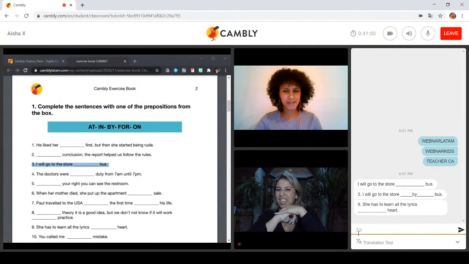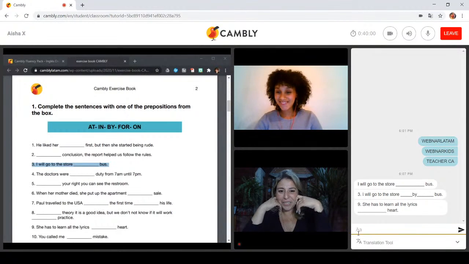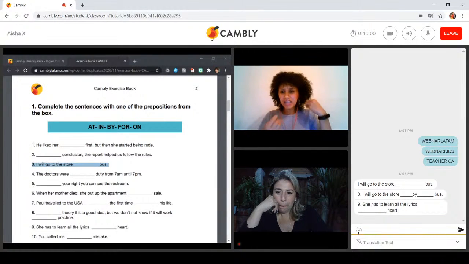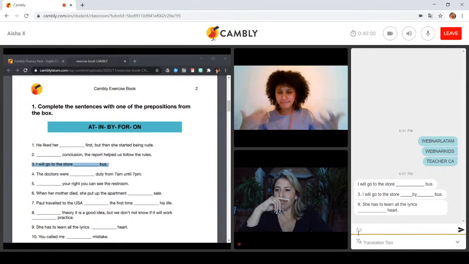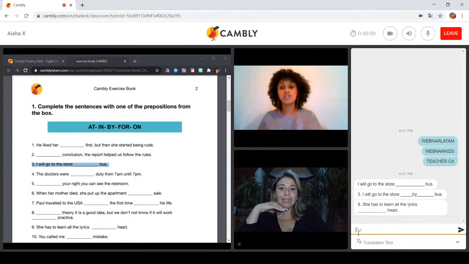This one is tricky, isn't it? I think it is a bit tricky, but I think they can get it. Come on, guys, which one should I use here? What is she doing? She is learning lyrics, heart. It's actually an expression to do something, heart.